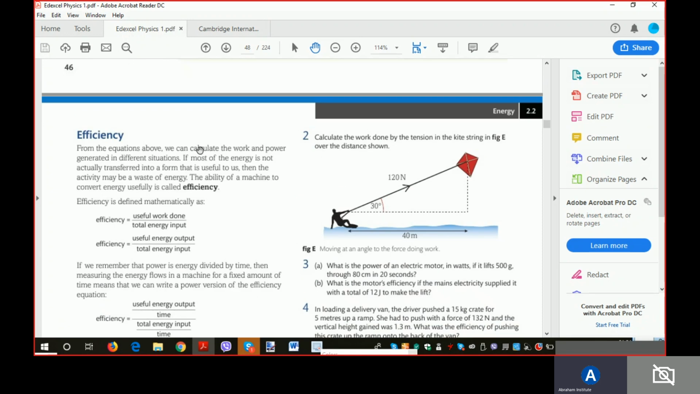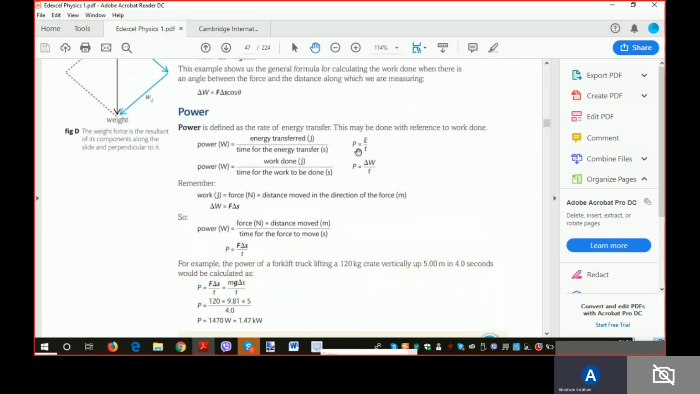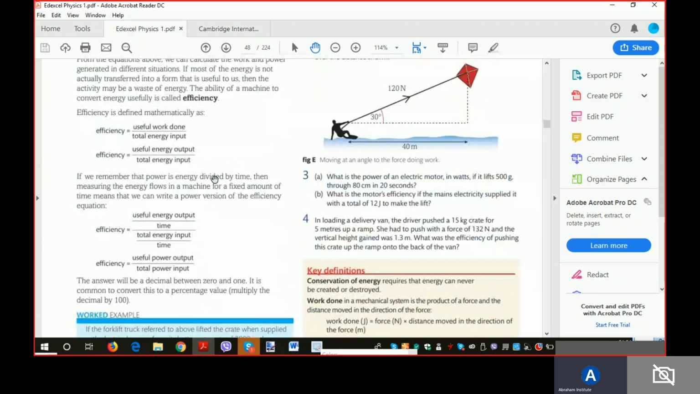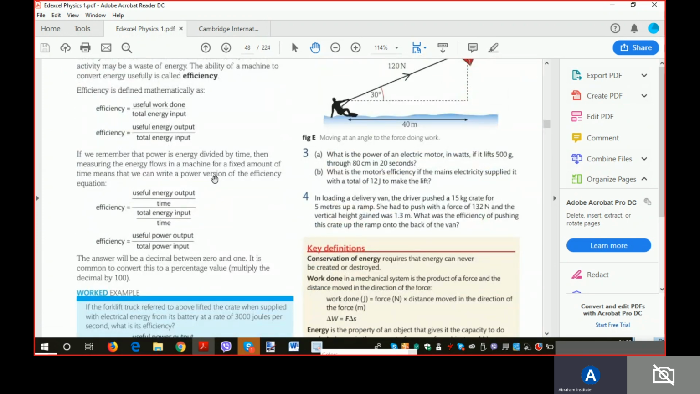Again, we saw this equation in the O-level class also. You would have learned this. Power equals energy over time. You would have seen these equations in the O-level textbook also. So if you divide both numerator and denominator by time, energy over time is power. See, power output over power input. Total power input here, useful power output here, because you see useful only is in the numerator.